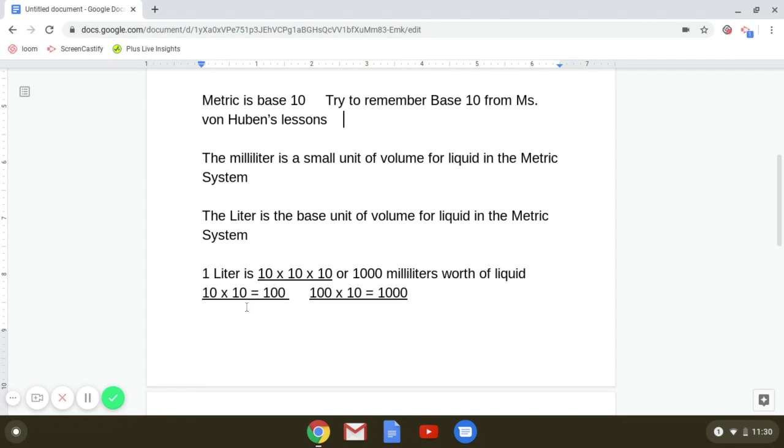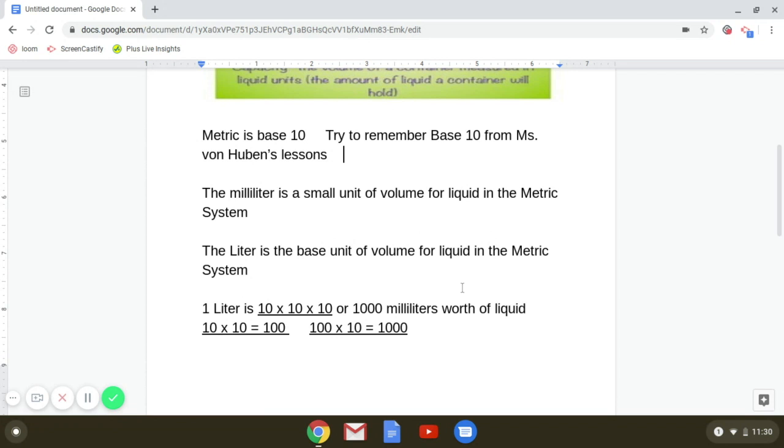So if we work out the math, if we started at milliliters here, we would multiply 10 times 10 to get to 100, and then we multiply 100 times 10 to get to 1,000 milliliters worth of liquid.